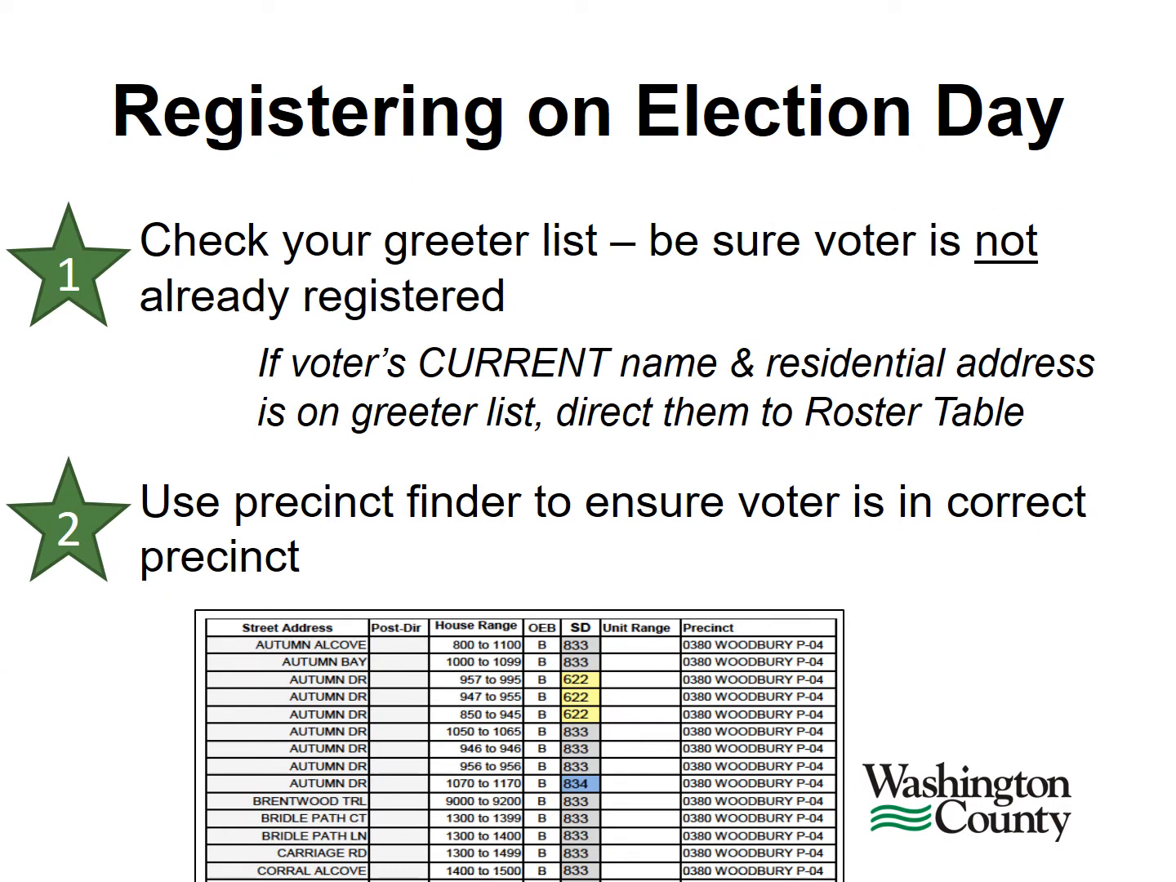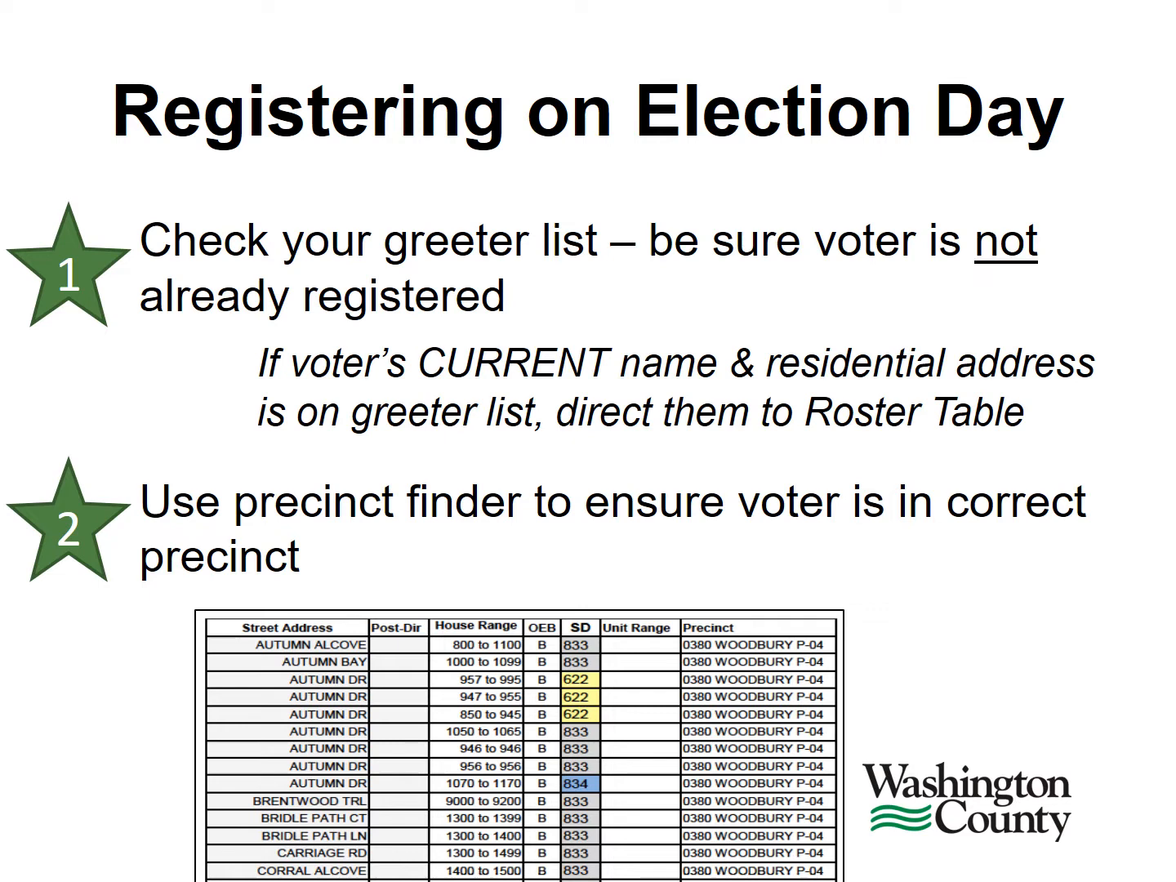We'll now discuss the registration process on Election Day. Before having a voter complete the voter registration application, please check the greeter list again. If the voter's current name and current residential address is on the greeter list, send the voter to the roster table. They should sign in there. If the voter is not on the greeter list, please ask the voter verbally for their current address. Do not have them complete any paperwork until you've confirmed that they're in the correct precinct.